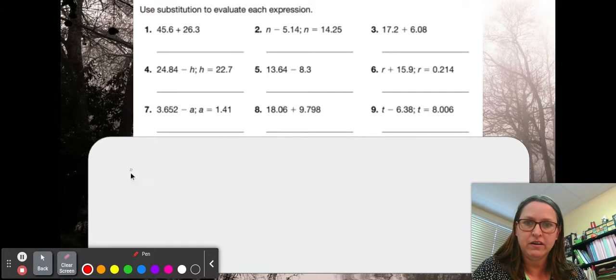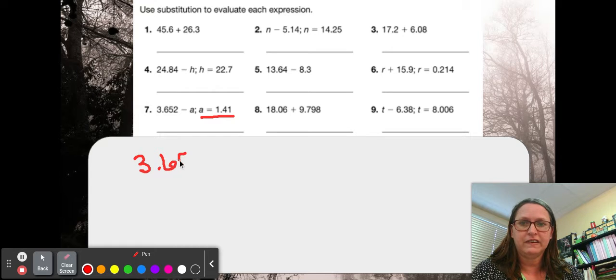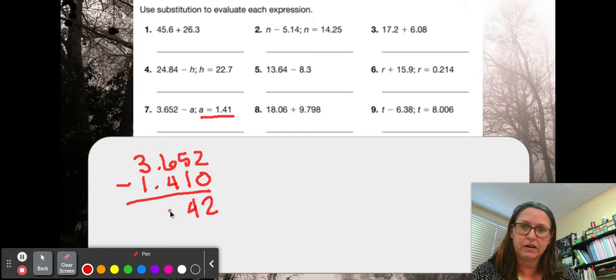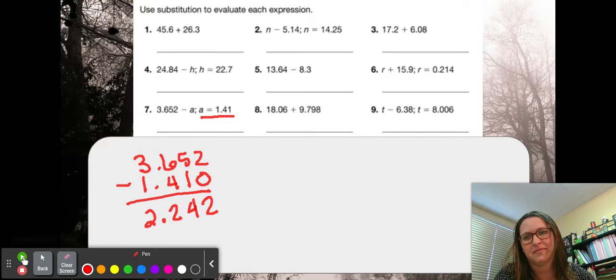Now let's look at number 7. 7 is 3.652 minus a when a equals 1.141. So we'll do 3.652 minus 1.41. Now I have to add in my extra 0. At this point, I'm going to subtract it like a normal problem. So 2 minus 0 is 2. 5 minus 1 is 4. 6 minus 4 is 2. 2 minus 1 is 2. And I'm going to move my decimal point down, and now I am done.